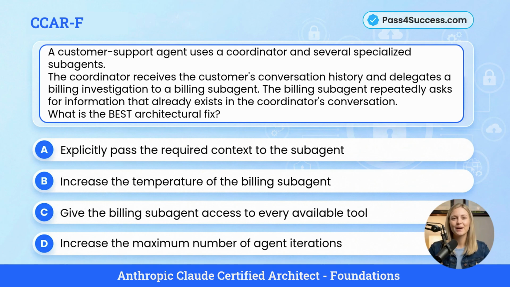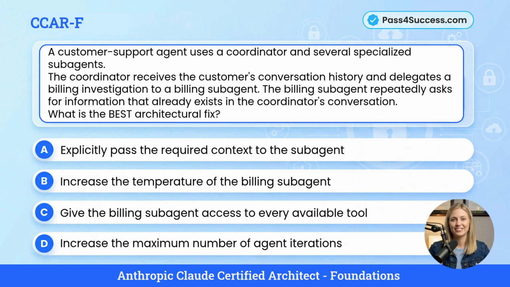Question 1. A customer support agent uses a coordinator and several specialized subagents. The coordinator receives the customer's conversation history and delegates a billing investigation to a billing subagent. The billing subagent repeatedly asks for information that already exists in the coordinator's conversation. What is the best architectural fix?